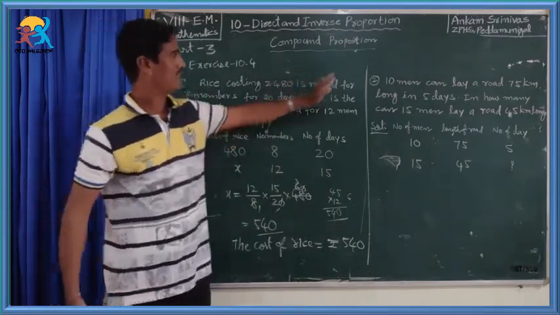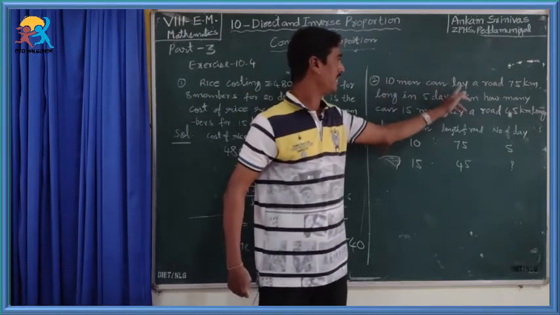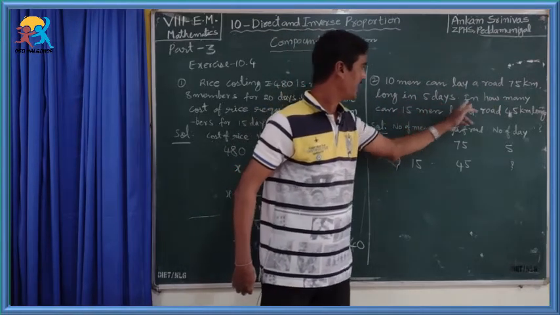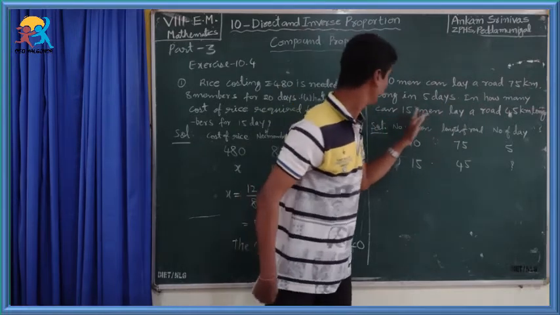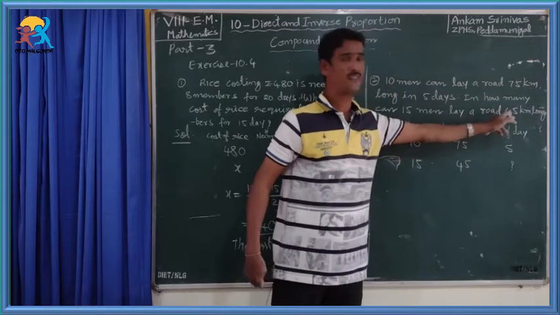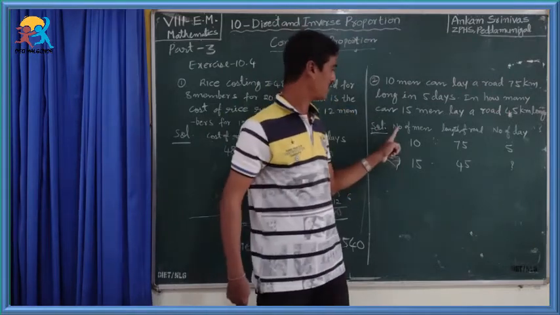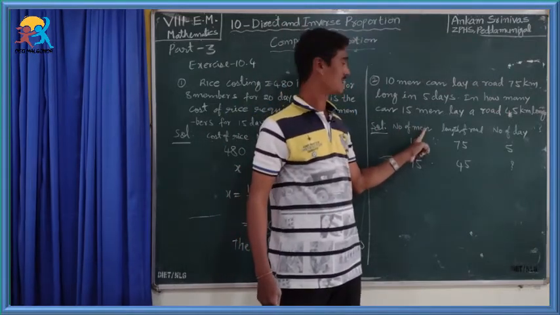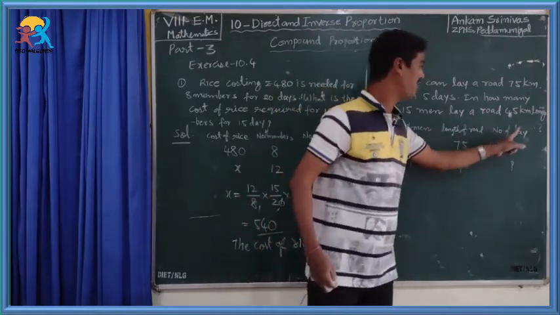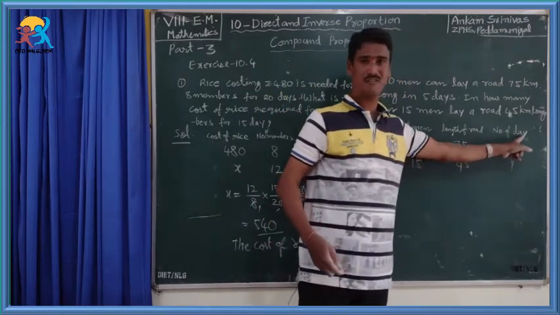Then compare, take another problem. In this problem, 10 men can lay a road 75 kilometers long in 5 days. In how many days can 15 men lay a road 45 kilometers long? So here there are three quantities. Number one, number of men. Second quantity, length of road in kilometers. And number of days. Now we require the number of days quantity.